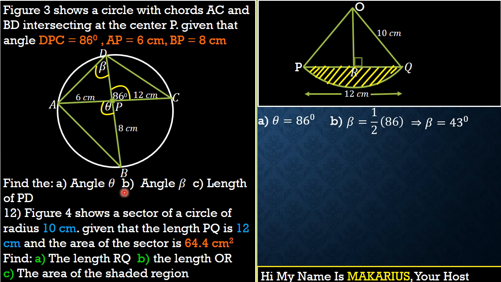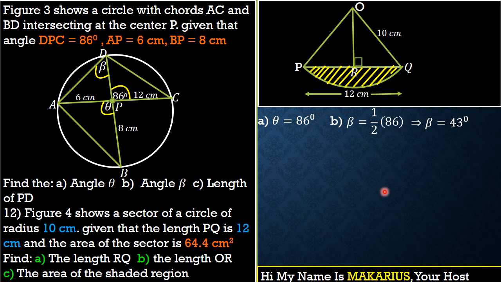So question 12 is saying that figure 4 shows a sector of a circle of radius 10 centimeters. Given that the length of PQ is 12 centimeters and the area of the sector is 64.4 centimeters squared, we should find A, the length RQ, B, the length OR, C, the area of the shaded region.